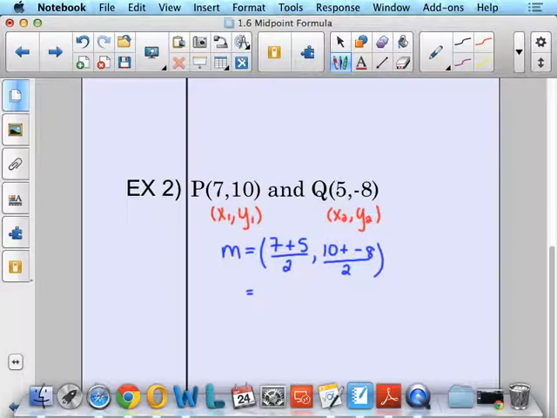Make sure when we're calculating this, we do 7 plus 5. So we're going to have 12 divided by 2. And then 10 plus a negative 8 is going to be positive 2 divided by 2. So for the midpoint, 12 divided by 2 is 6. 2 divided by 2 is 1. So the midpoint for (7, 10) and (5, -8) would be (6, 1).